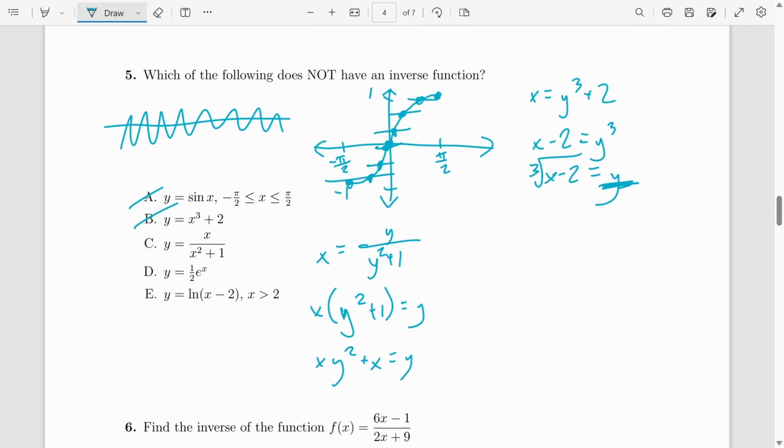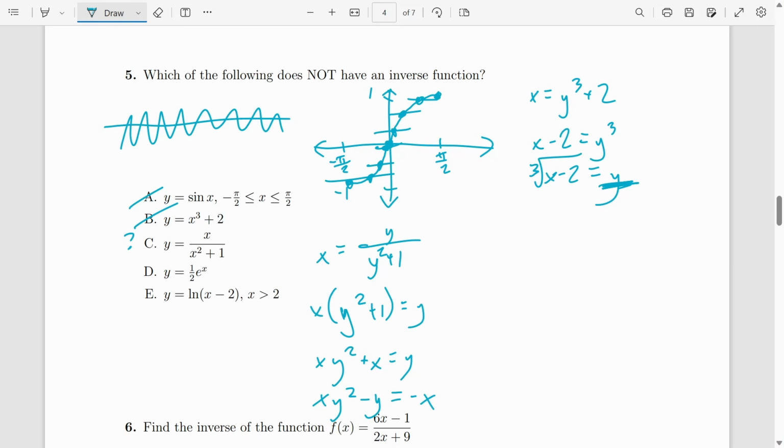Maybe we can subtract the y, subtract the x. We get xy squared minus y equals negative x. I don't know how we get rid of this x here. That's kind of what I was saying. These problems are very hard, sometimes impossible to simplify and solve for y here. So I'm gonna make the call that this is the culprit. This is the one function here that does not have an inverse. So I'm gonna put a question mark here, and we'll run through D and E and maybe rule those out before we confidently say C.